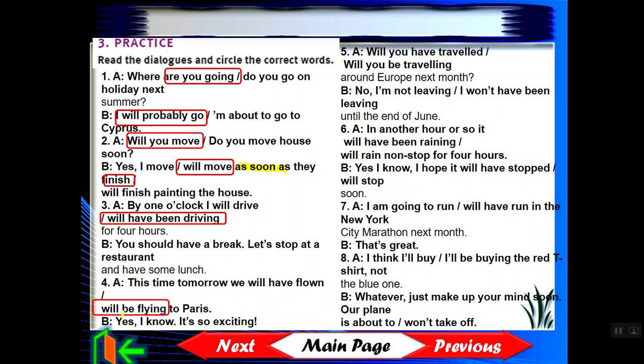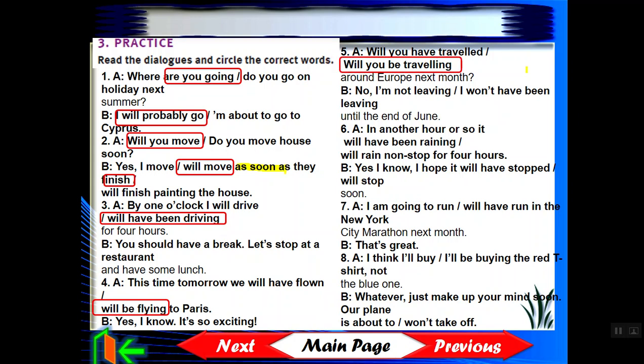In general we use future progressive. مستقبل مستمر. Yes, I know. It's so exciting. Number 5. Okay, let's go to number 5. Will you have traveled or will you be traveling around Europe next month? So your choice should be will you be traveling?